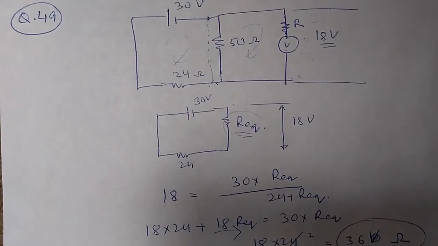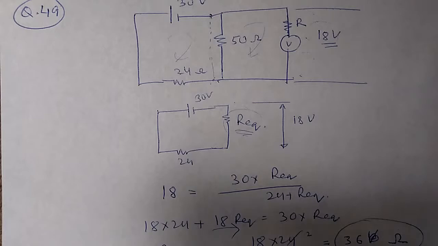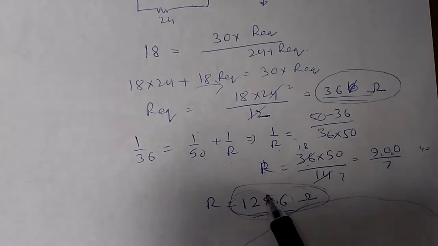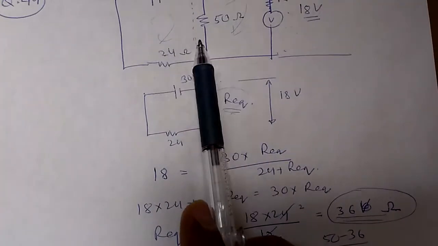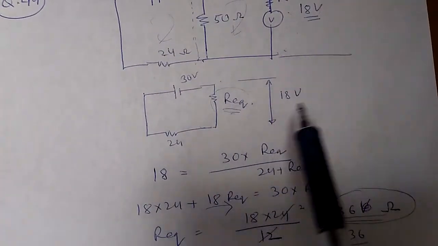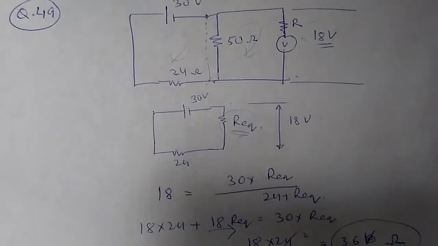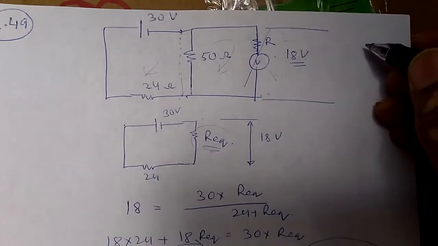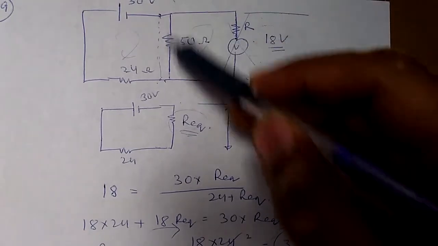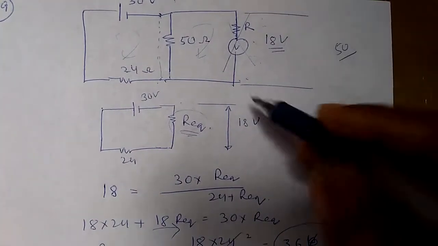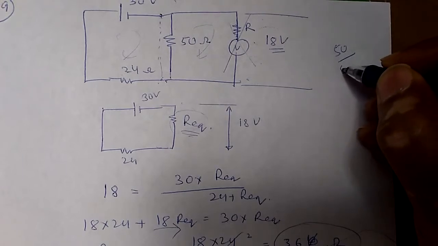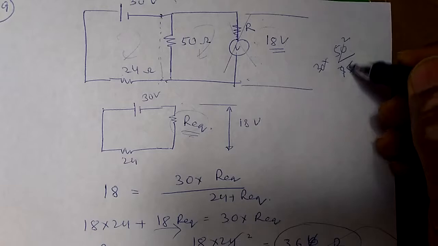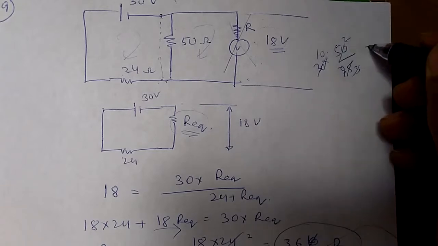One thing that you need to keep in mind is that this resistance is comparatively high compared to this resistance. For example, if there were no voltmeter here, the actual voltage would have been 50 divided by 50 plus 24, let us say 25, and then multiplied by 30. This is 2, this is 3, this is 10, this is 20 volt.